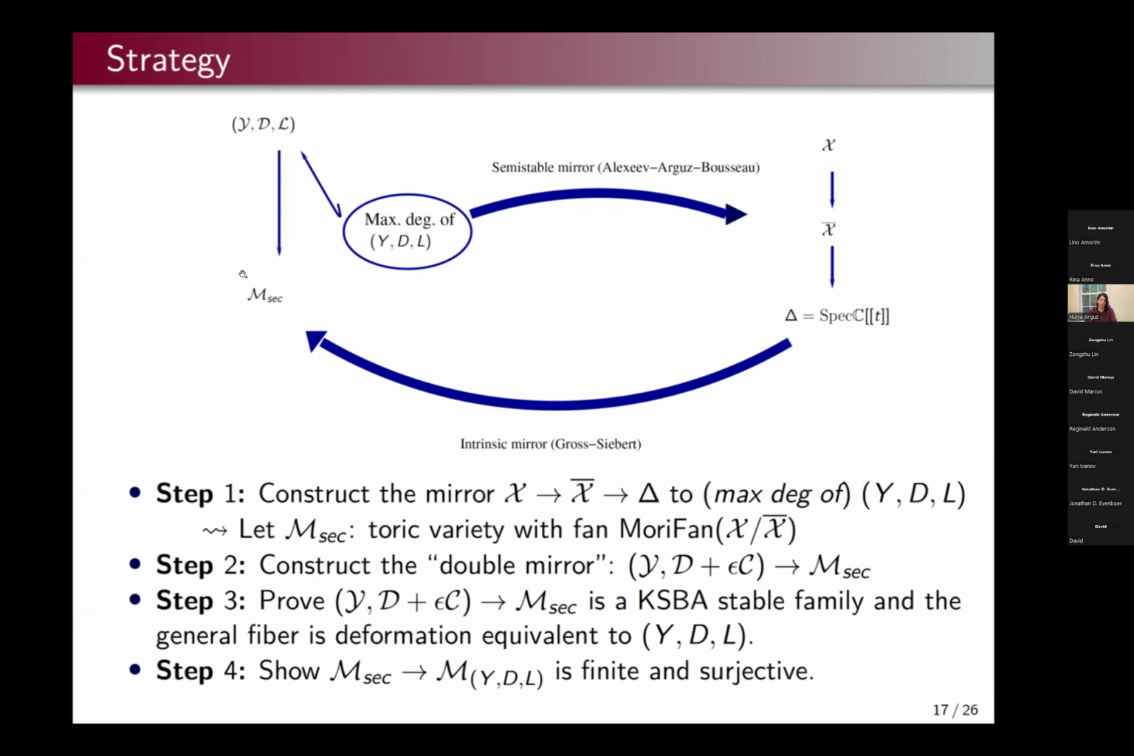And hence, we conclude that this M-sec, this toric variety whose fan is the Mori fan of the mirror we construct, is indeed parametrizing the KSBA moduli space. So it's the toric variety we were looking for, which is, up to a finite cover, the KSBA moduli space.